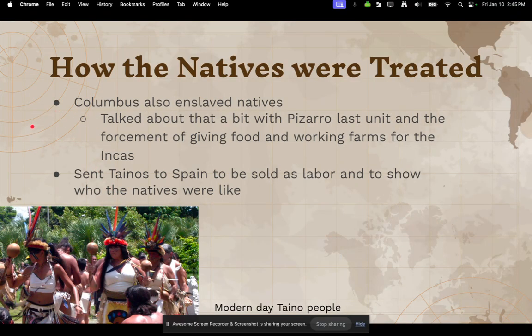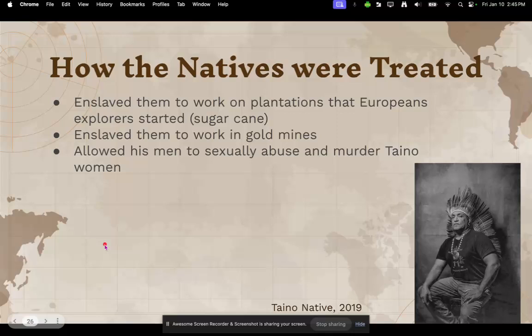So Columbus also enslaved the natives. We talked a little bit about that with Pizarro last unit and the forcement of giving food and working on farms when we talked about the Incas. So Columbus also sent the Taínos to Spain to be sold as labor and to also show the people in Spain who the natives were. Christopher Columbus enslaved them to work on plantations that European explorers started.